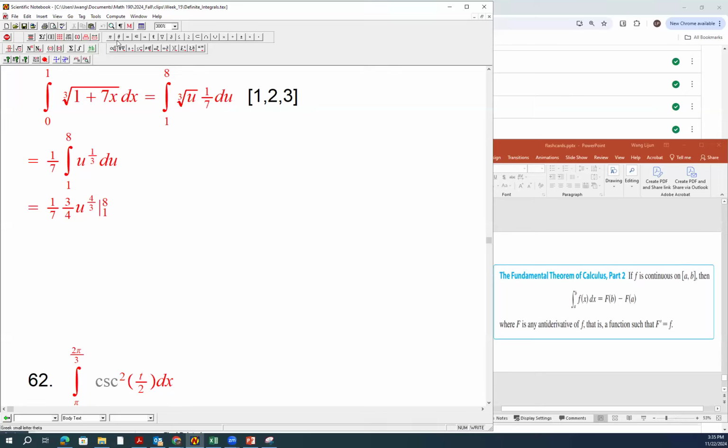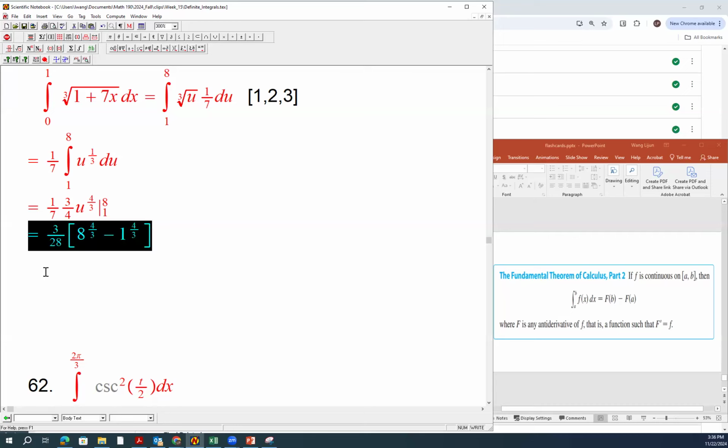So next step, 1 times 3 is 3. 4 times 7 is 28. And u to the power 4/3, we're going to substitute. So u to the power 4/3, minus, the first one u will be replaced by 8, the second one u will be replaced by 1. So capital F of B minus capital F of A. We're quoting the fundamental theorem of calculus part 2. The rest is just simplifying.